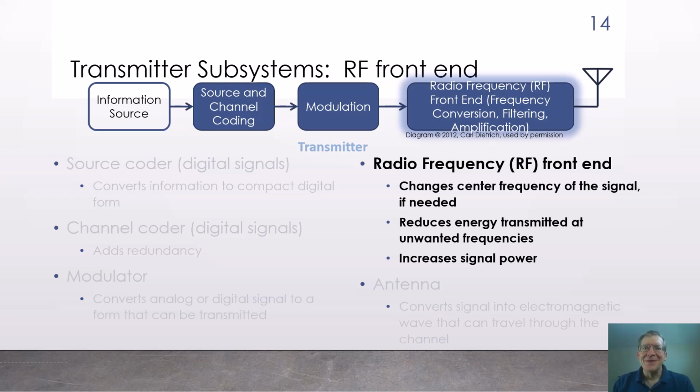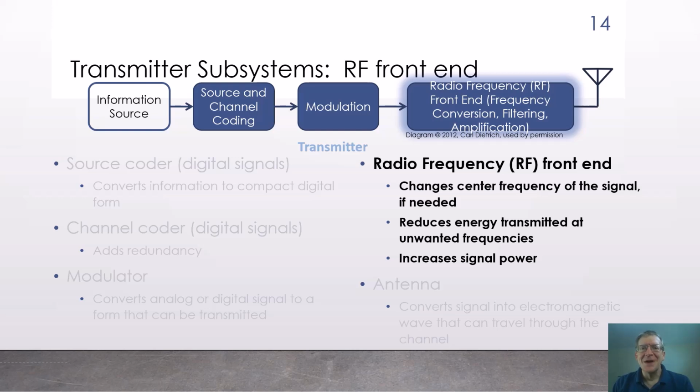In the right column is the radio frequency front end. The radio frequency or RF front end is made up of devices such as mixers, filters, and amplifiers, and often includes one or more of each. A mixer changes the center frequency of the signal to a frequency at which effective transmission is both physically possible and permitted by any applicable regulations or policies.